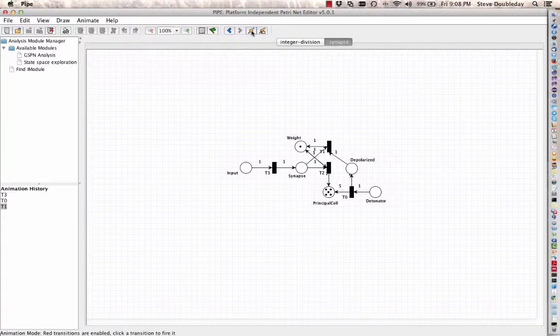wait place is now marked, and that wait will stay there, such that in the future the transition that goes from this synapse to the principal cell will be enabled for firing. If the synapse were marked and the wait is marked, then both of the inbound arcs into this transition are marked, and it could fire and propagate more signal.